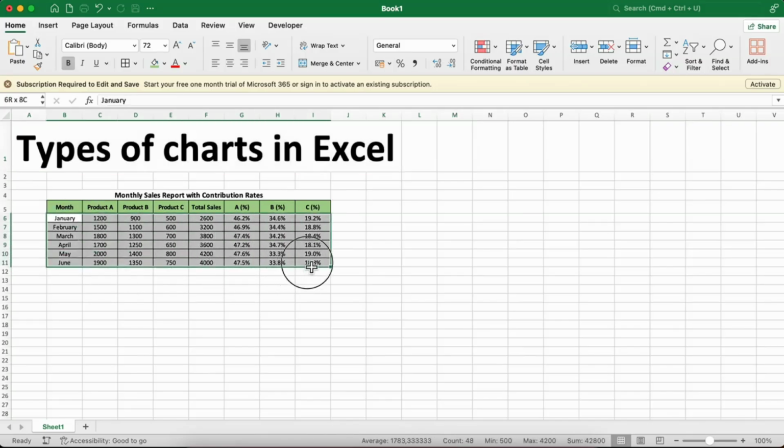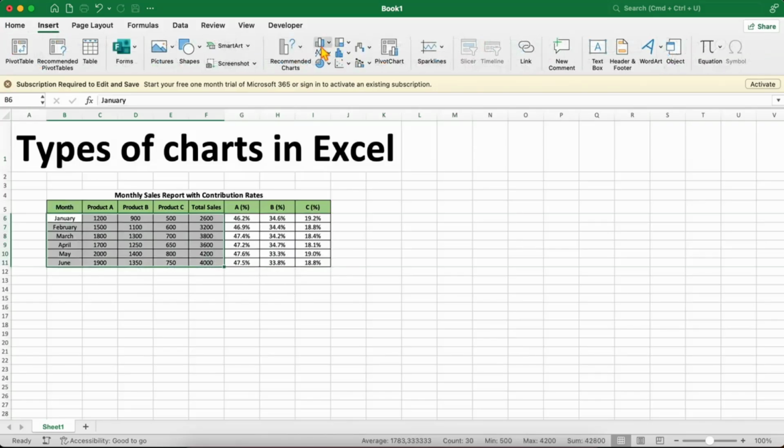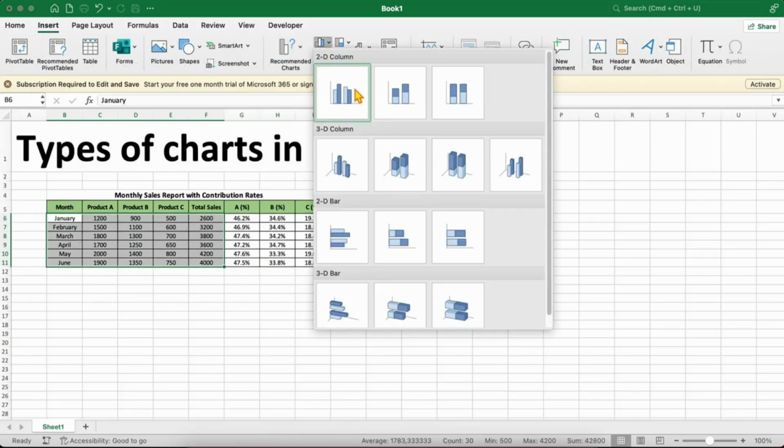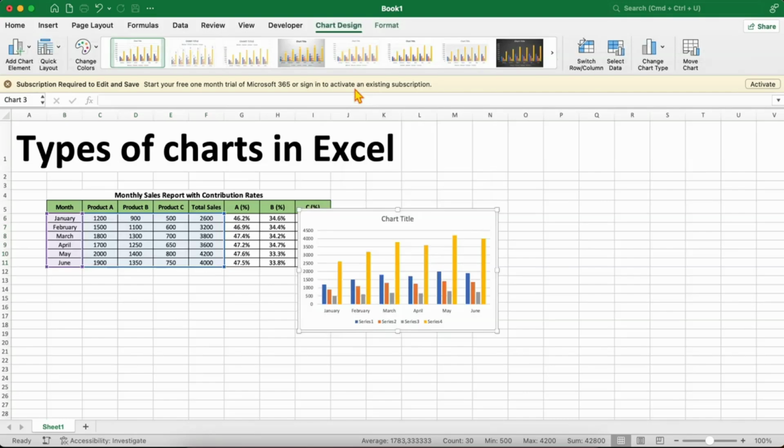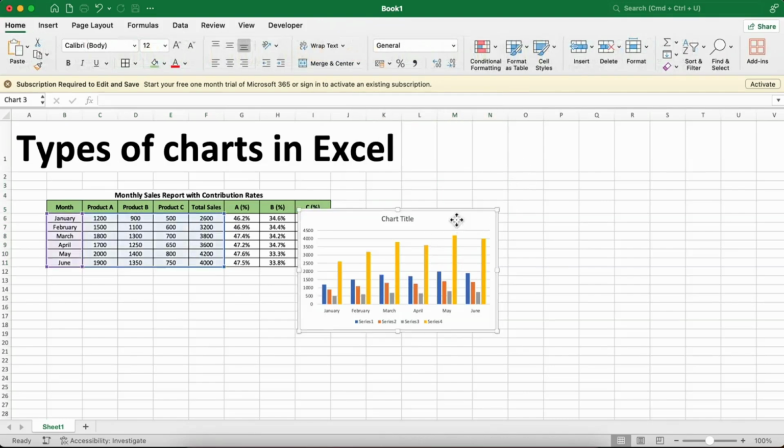Another type is the bar chart, which is similar to the column chart but uses horizontal bars instead of vertical columns. Bar charts are helpful when you have long category names or need to display many categories, as they make the information easier to read.